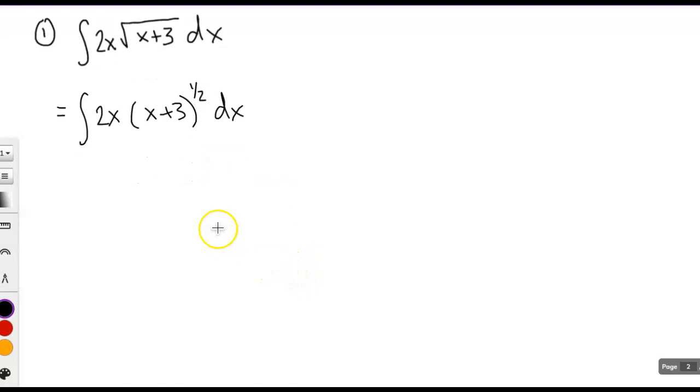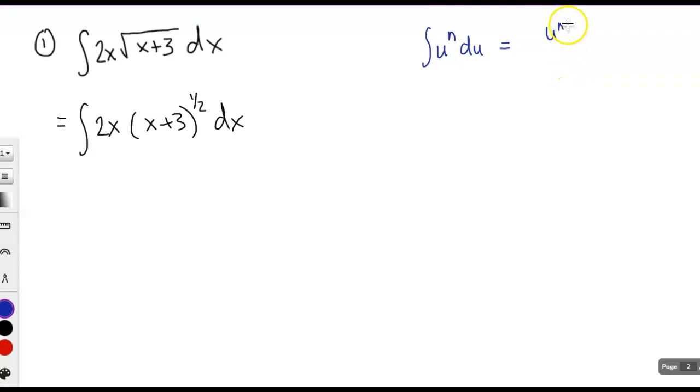Okay, so this is another setup of u substitution where we're going to use the integral of u to the n du, and that's u to the n plus 1 over n plus 1 plus c. So if that's the setup, then we want to use the base of the exponent for u. So u equals x plus 3. So du equals dx.